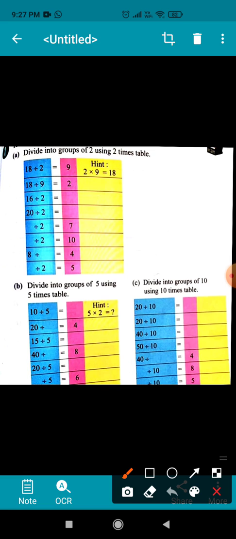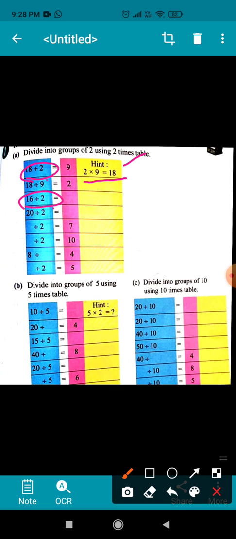Here you can see 18 divided by 2. It means we read the table of 2. How many times do we read the table of 2 to get 18? Obviously, you will read the table of 2, 9 times to get 18. Similarly, we will do other questions.